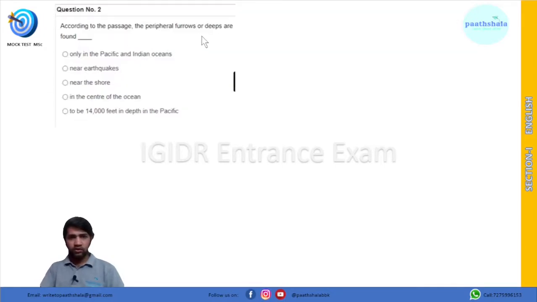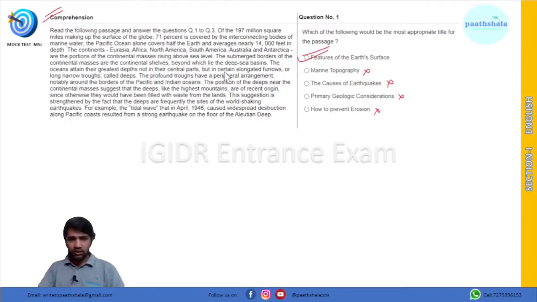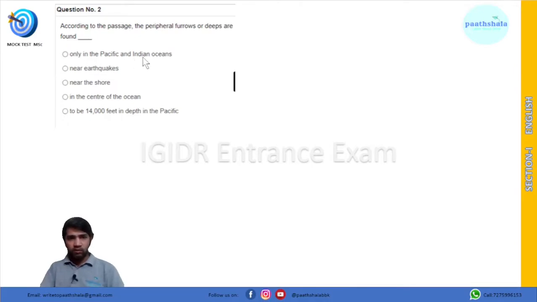The next question is, according to the passage, peripheral troughs or the deeps are found in. If you read the passage here, the oceans attain their greatest depth not in the central part, but in the elongated troughs or long narrow troughs called deeps. The profound troughs have a peripheral arrangement, notably around the borders of the Pacific and Indian Ocean. The border of an ocean is called shore. So here, only in the Pacific and Indian Ocean? No. Near earthquakes? No. Near the shore. So this will be the right option. Now let's move to the next question.